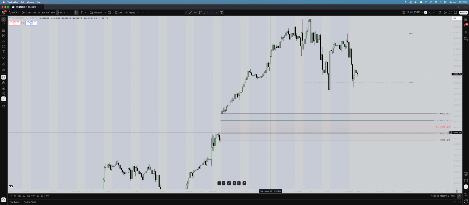So we've left this completely open, meaning we opened up almost 200 points higher. We gapped up, and then we just moved away the entire week. Now, in the middle of the week, we saw a bit of a pullback, but we've left new week opening gap completely open.